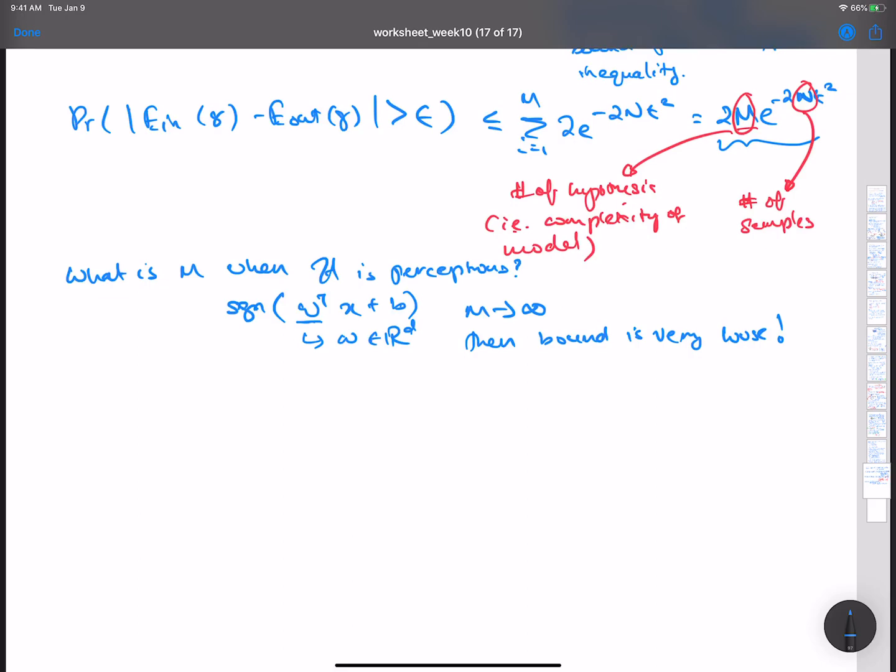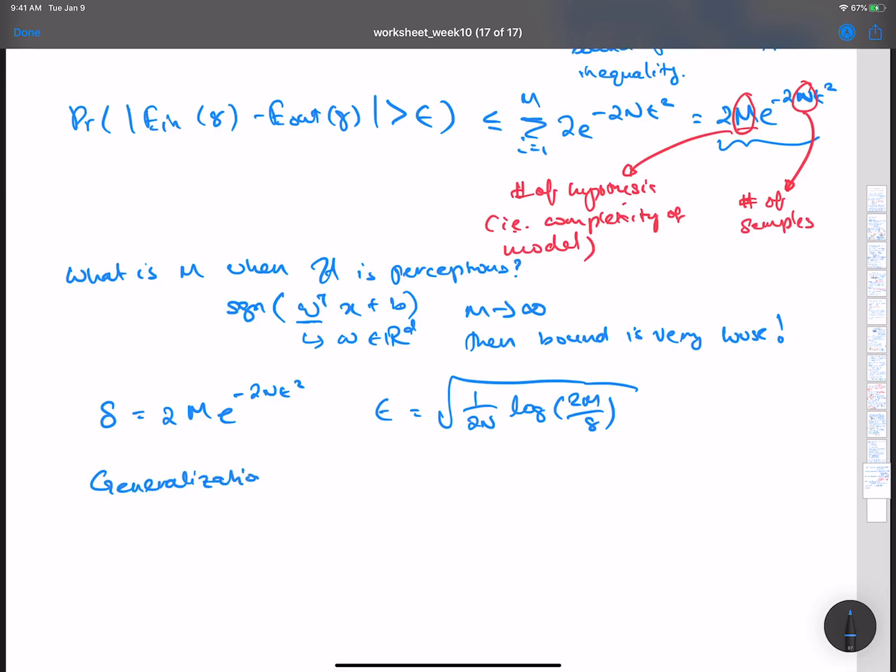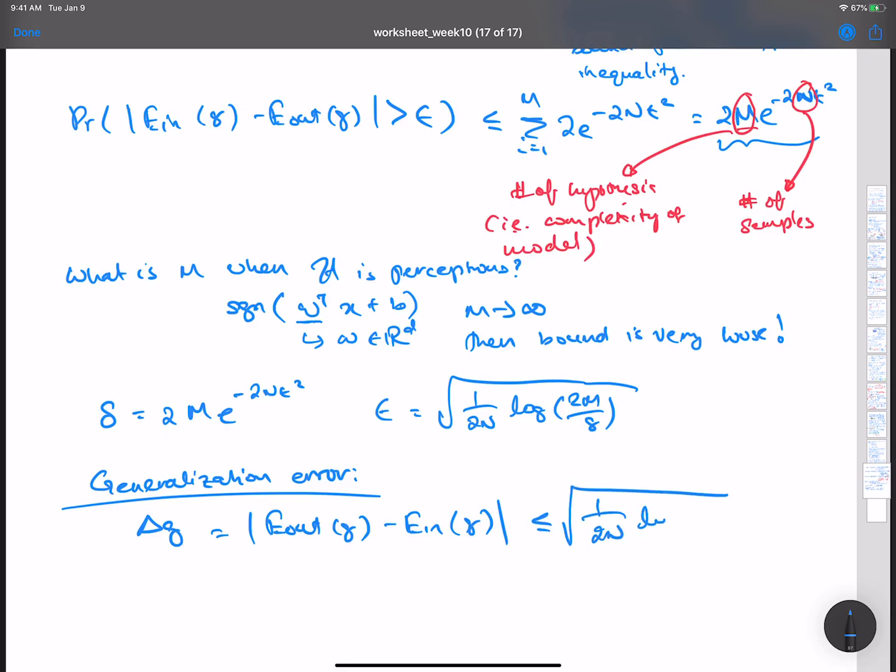but it gives us some insights on how model complexity affects the error bound. So now we have delta, which is a confidence level, to be 2 times M times e to the power of negative 2 n epsilon squared. So now when you solve for epsilon, you get the square root of 1 over 2n log of 2M over delta. So this is a relation you can derive. So the generalization error, that is, in general, how your in-sample error compares to the out-of-sample error, is dictated by delta G, which is the difference between E_in minus E_out for the best hypothesis. So how different they are is bounded above by the square root of 1 over 2n log of 2M over delta.